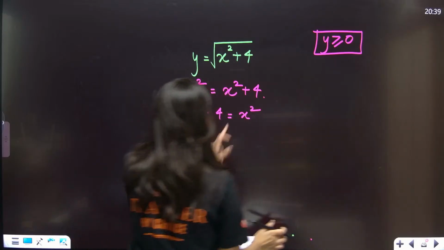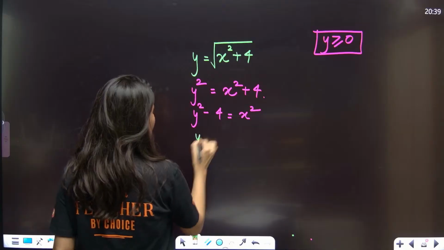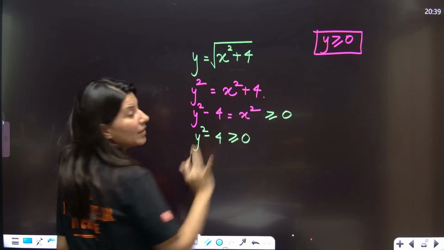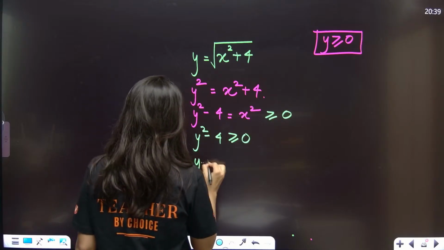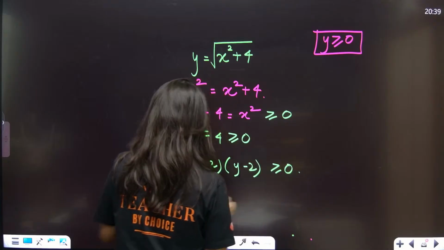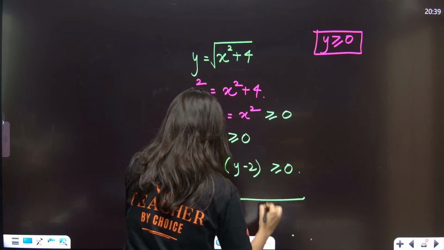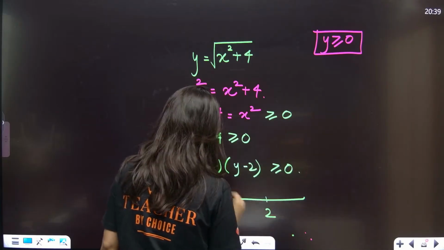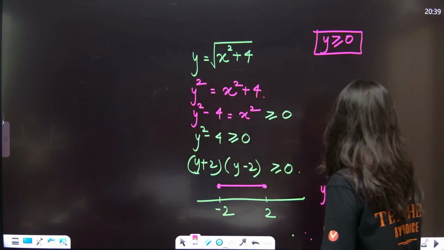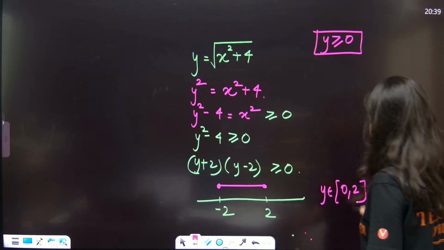Now x square is always positive or 0. So y square minus 4 will be greater than or equal to 0, because x square is always greater than or equal to 0. Now (y plus 2)(y minus 2) greater than or equal to 0. So it will be minus 2 to 2. So now your answer will be this. But y is always positive. So y belongs to 0 to 2.